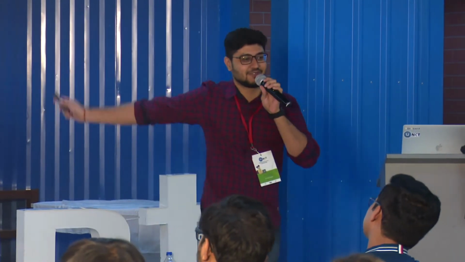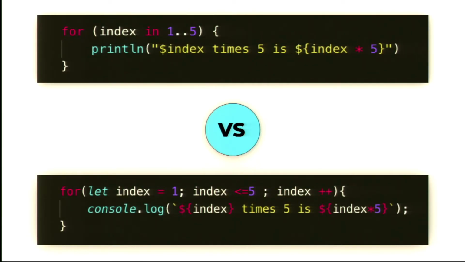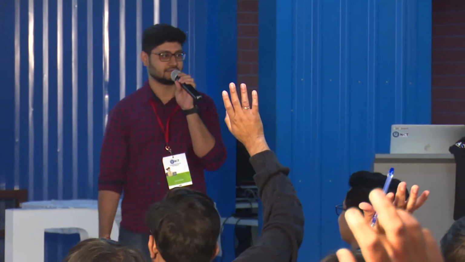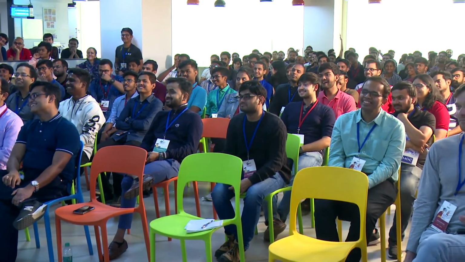So this is the first one, guys. You have a for loop here and a for loop there. So which one would you choose? Are you able to see this properly? Perfect. How many hands up for the first one? Oh, wow. People are already starting to turn around.